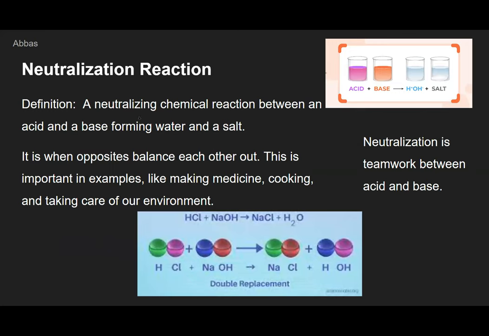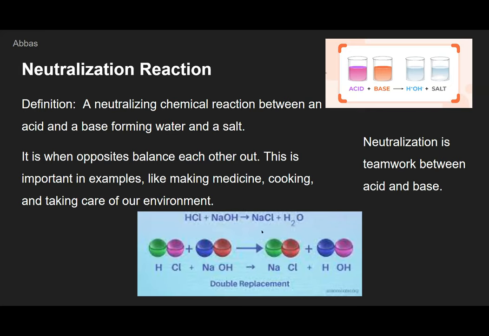Neutralization reaction. Definition: a neutralization is a chemical reaction between an acid and a base, forming water and a salt. It is when the positive and negative charges balance each other out. This is important in examples like making medicine, cooking, and taking care of the environment. And as we can see here, the example of hydrochloric acid and sodium hydroxide gives us sodium chloride and water.